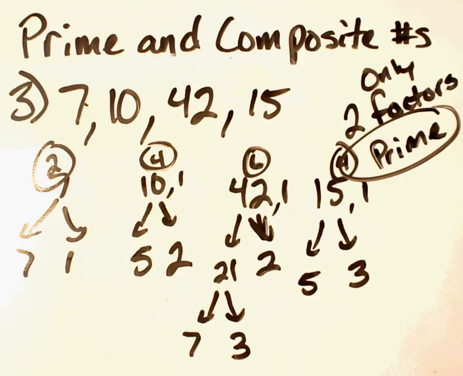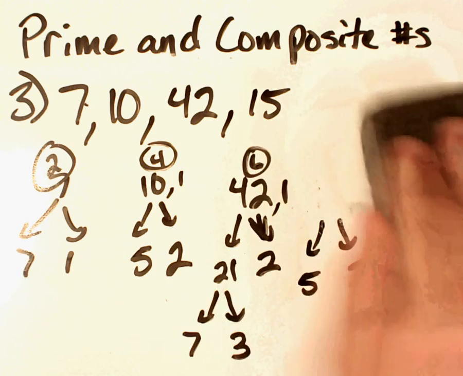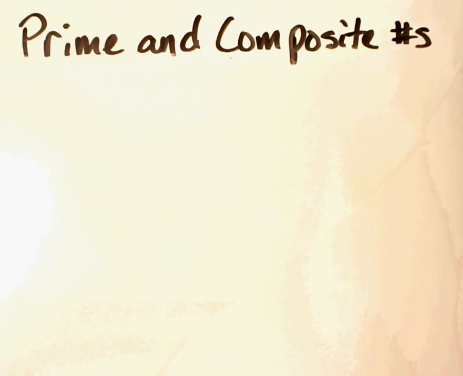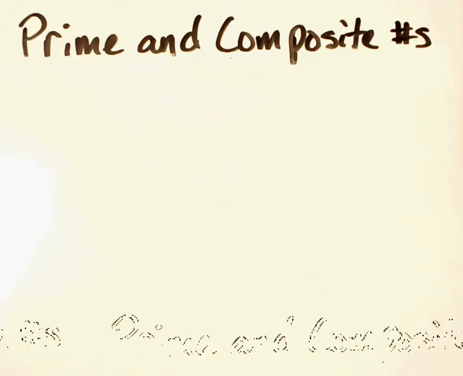All right. So remember, the difference between a prime number and a composite number. A prime number can only be divided by itself, or 1, to get a whole number, and a composite number can be divided by another number other than itself, or 1, and get a whole number.